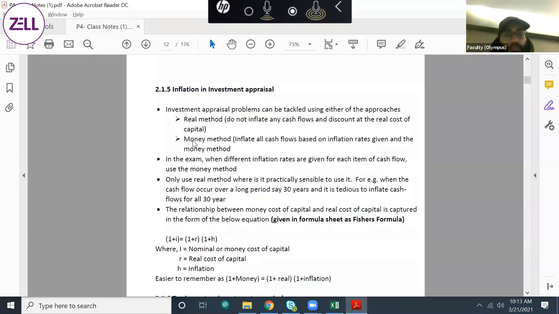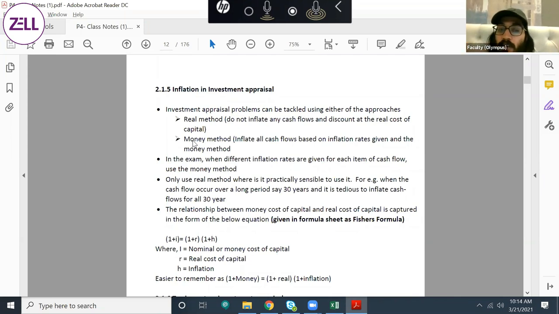Now, in the exam, when different inflation rates are given to you, we will use the money method. That means if the question says your cost is going up by X percent and your revenue is going up by Y percent. Real method can be used when a general inflation is given, one inflation rate. But the money method is used where specific inflation rates are given to you. Only use the money method where it is practical and sensible.